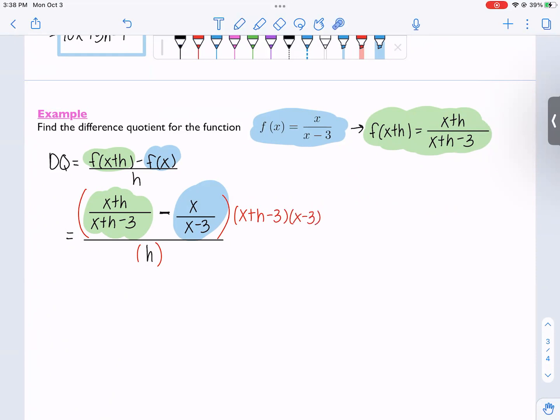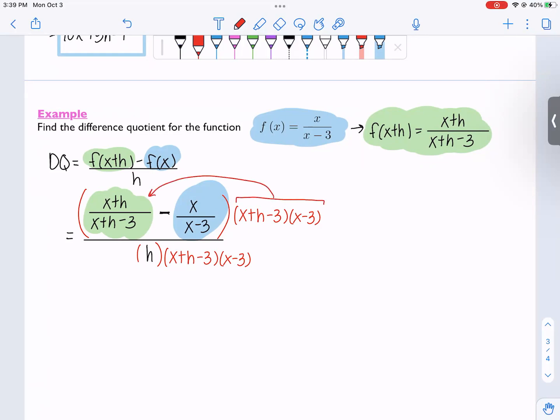All right, so I will end up multiplying both of these fractions by x plus h minus 3, this denominator, and times x minus 3, that denominator. And whatever you do in the numerator, you're going to need to do in the denominator. Boom. I have not changed anything because I did it in the numerator and denominator. As long as I do it to both, I have not changed anything.